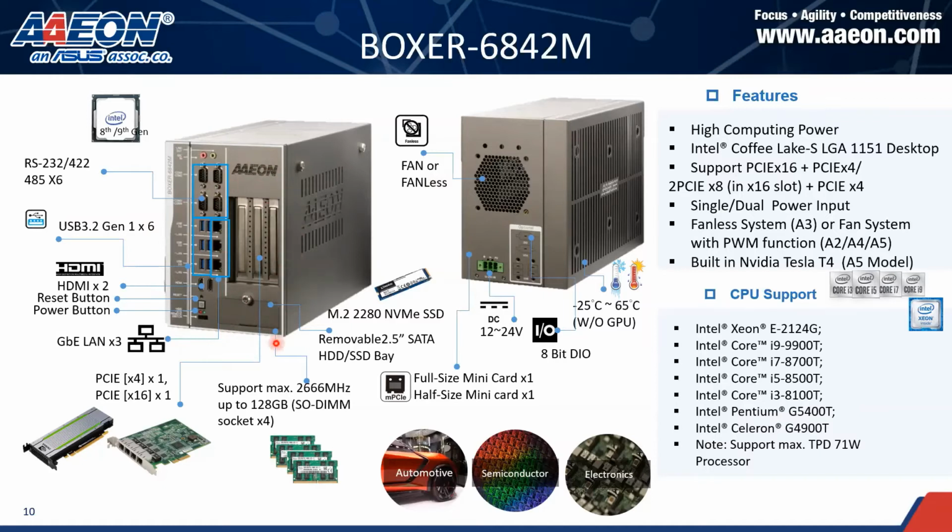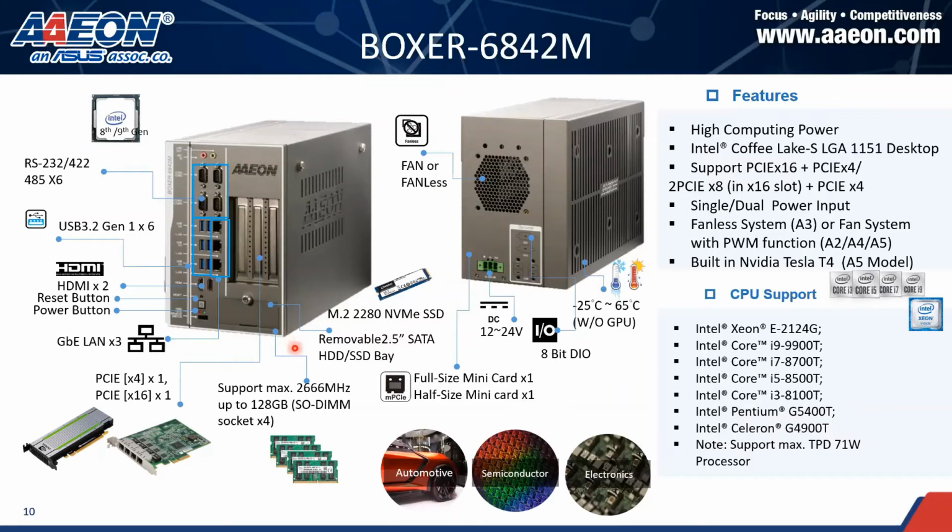Also, the D4 of the Boxer 6842N, you can use either the fan or fanless. We have the fan design or the fanless design, up to customer selection. And then it comes with the 4 full-size mini cards and 1 half-size mini card. Also, the M.2 2280 for storage, or you can use the slot for any other module or card you want to add.